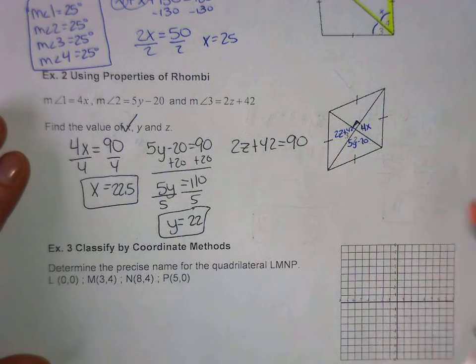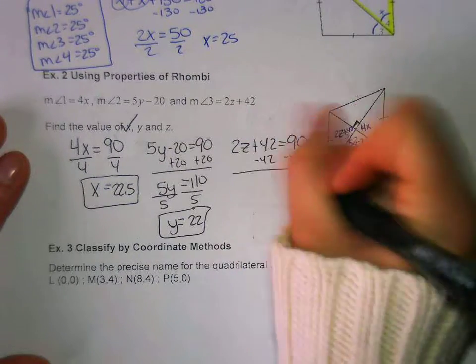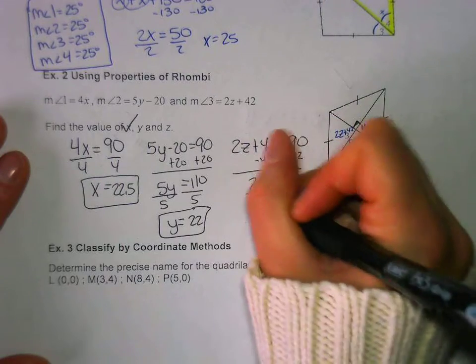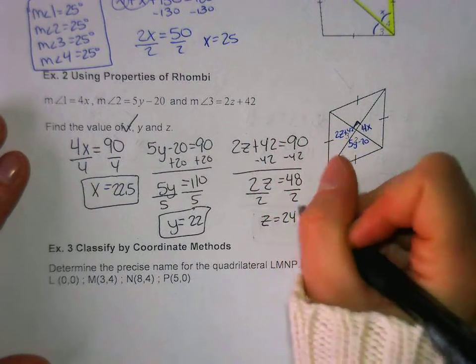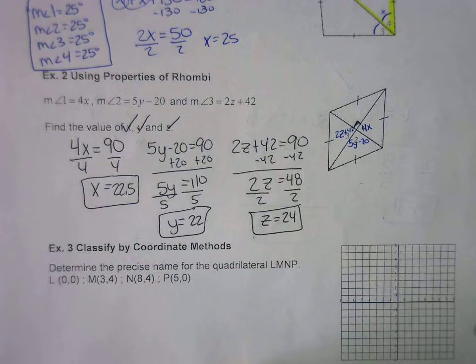Then my third one, to find z, I'm going to subtract 42 from both sides. So 2z equals 48. Divide both sides by 2. z equals 24. So we found our x, we found our y, and our z.